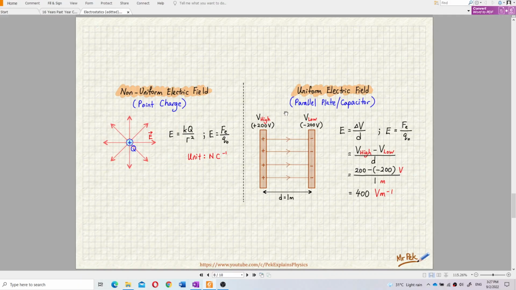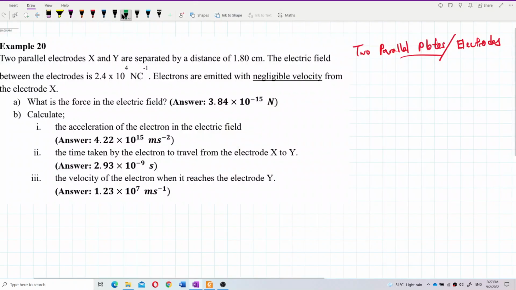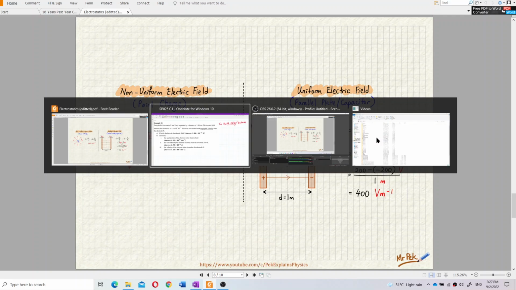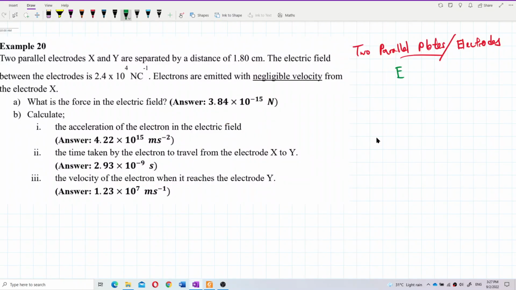You're going to use this formula for two parallel plates: E equals delta V over d. We're not going to use kq over r squared. Don't use kq over r squared. Use delta V over d.